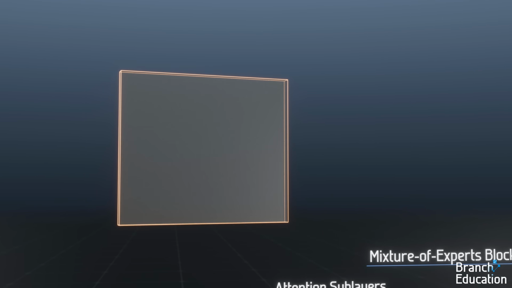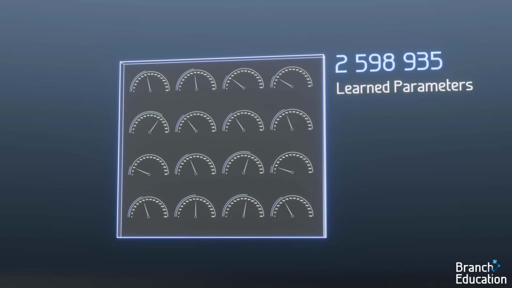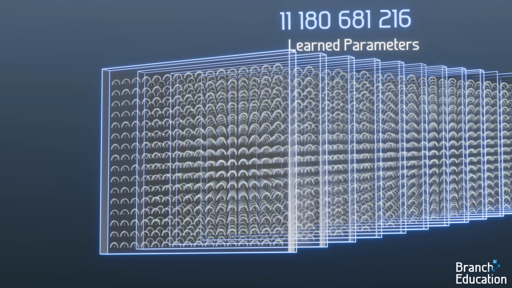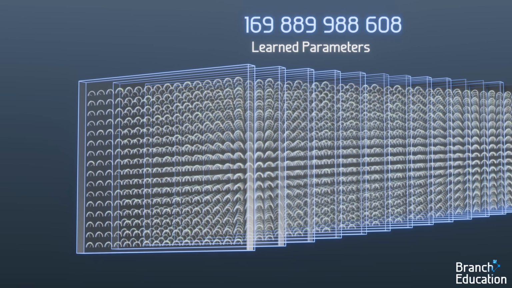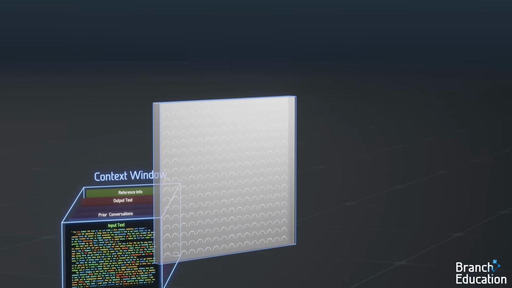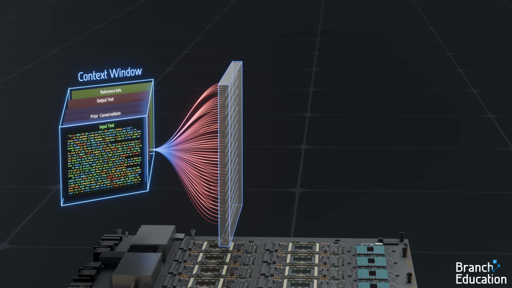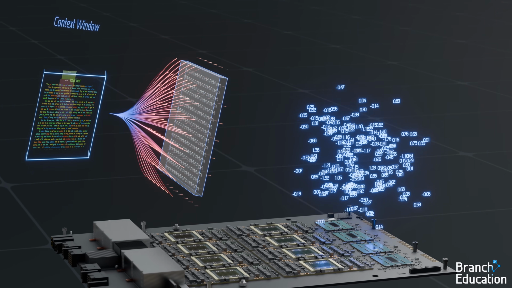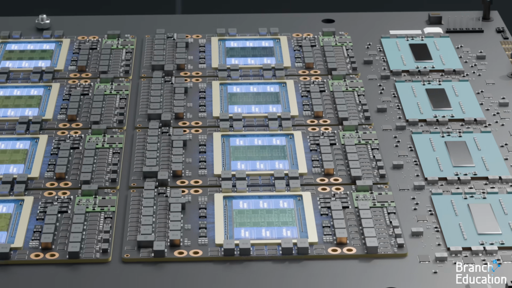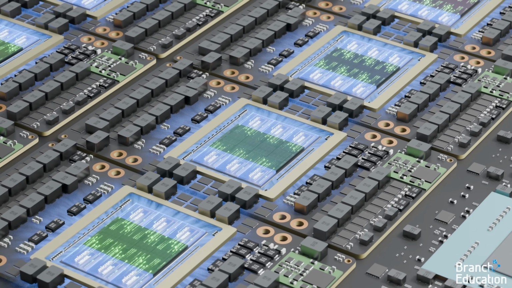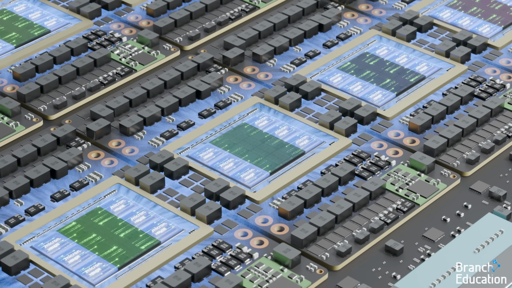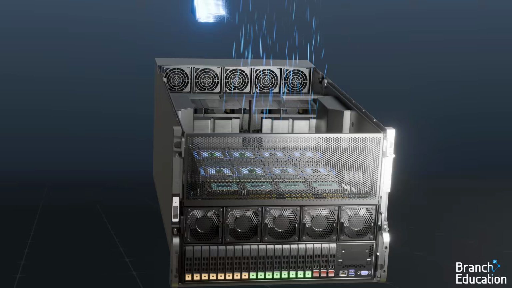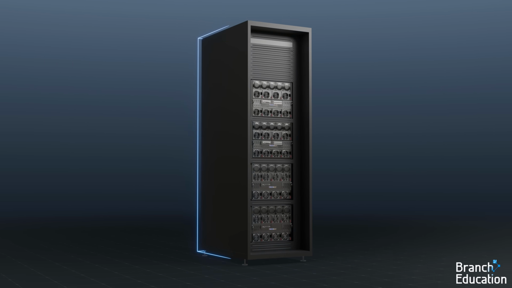Each block is made from tens of millions of learned parameters, and therefore, state-of-the-art AI models are built from hundreds of billions of parameters. While the context window passes through each of these blocks and billions of parameters of the AI model, all these numbers must be stored in memory and continuously fed to and from the AI processors, resulting in tremendous amounts of data movement and the need for AI to have enormous amounts of memory.